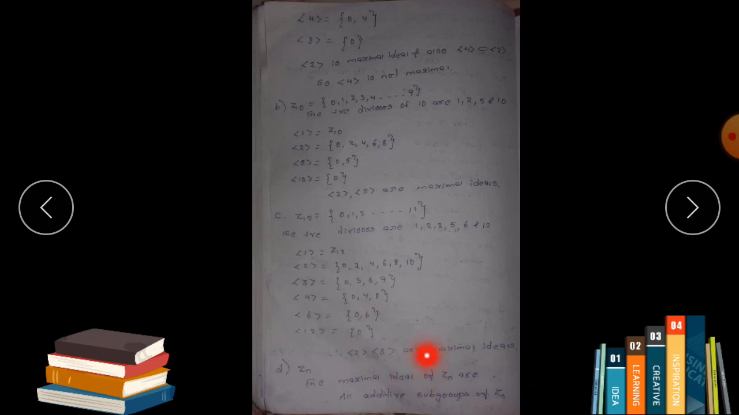This Zn we can write in our own words. The same way we did the problems, by taking the generator t and multiples of the generator, we will form the maximal ideals. Hope you all have understood.